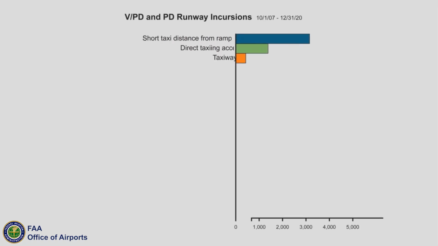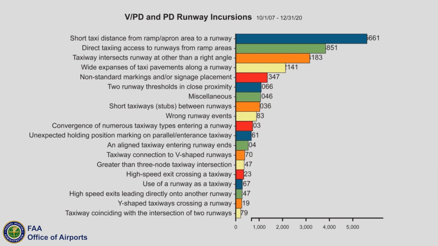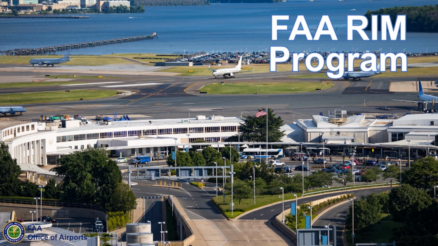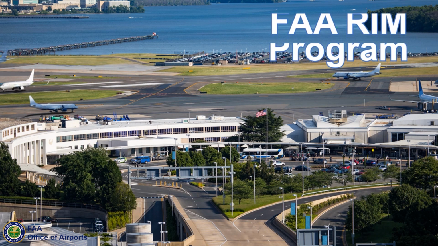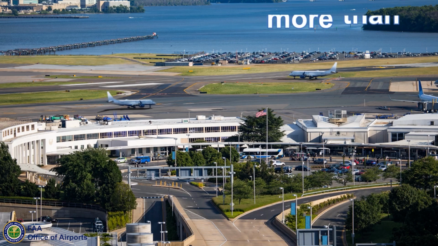FAA studies and experience demonstrate that taxiway geometry is a contributing factor in many runway incursion events. The FAA's Runway Incursion Mitigation, or RIM, program identifies airport locations with a history of runway incursions and the presence of problematic geometries. Statistics show that airfield modifications at RIM locations have resulted in an average decrease in runway incursions of more than 80%.